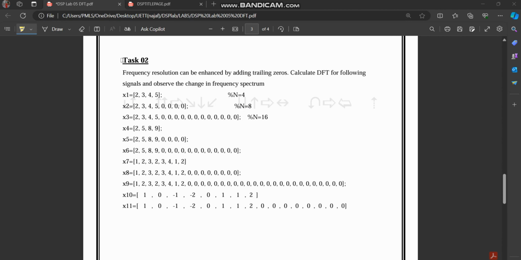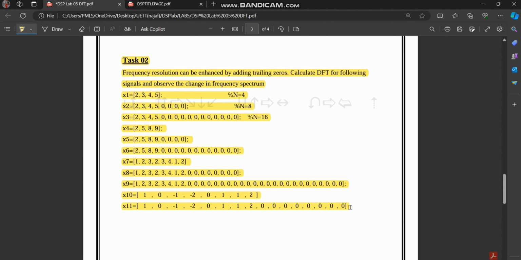Task number 2. Frequency resolution can be enhanced by adding trailing zeros. Calculate the discrete Fourier transform for the following signals and observe the change in the frequency spectrum. Here we have been given 11 signals and we have to observe the discrete Fourier transform of these signals and the change in its frequency spectrum.